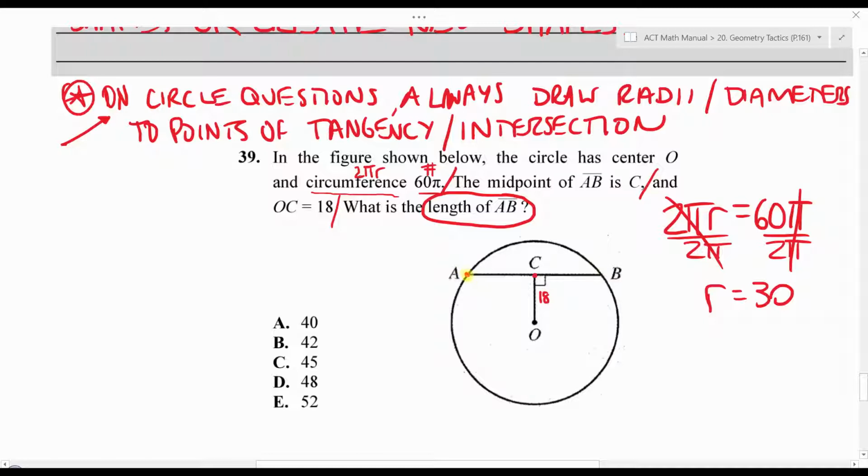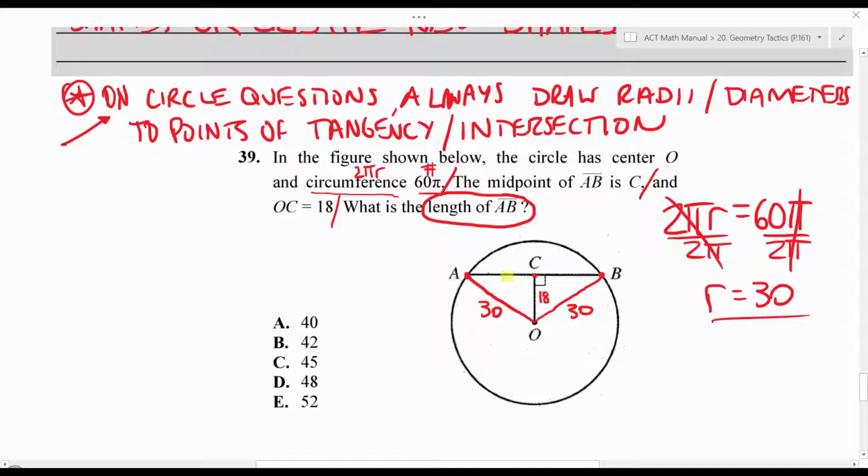We should be able to see that there is a point of intersection there and there. That's where chord AB intersects the circle. And what we are supposed to be doing is drawing radii to points of tangency or intersection. So I'm going to draw 2 radii, one from O out to B and one from O out to A. And once I do that, I'm going to label them 30, since that's what I just found over here.